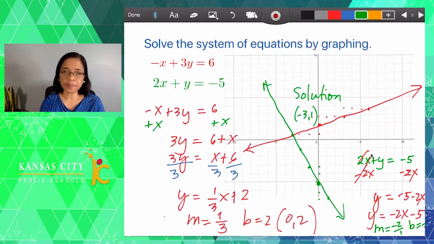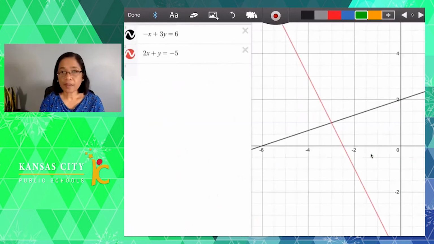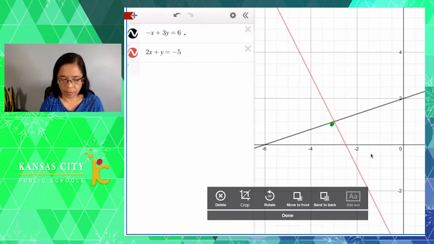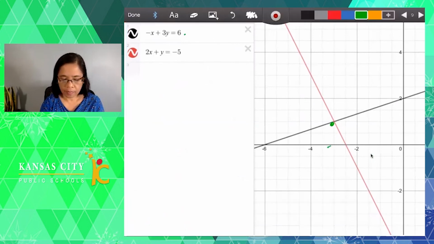Using the Desmos calculator, we can easily find the solution. When you graph, just type these two equations in the section for equations. Then notice that these two lines intersect at negative 3 and 1. We call this the solution.